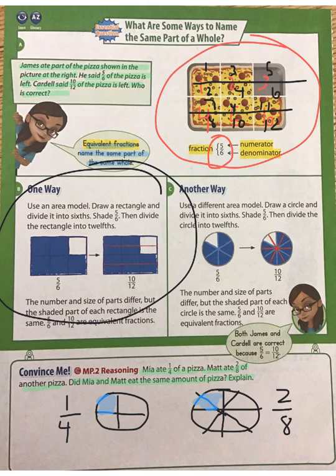Therefore, 1/4 and 2/8 is the same number. I'm going to write them right next to each other too. And if you multiplied 1 by 2 and 4 by 2, you would get 2/8, which also tells me that it is equivalent.